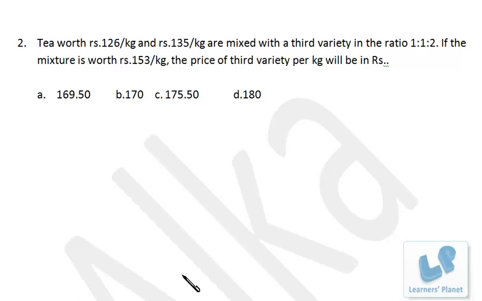Now friends, in this session I am solving a query sent by a student, a problem based on alligation and mixtures. Tea worth rupees 126 and 135 are mixed with a third variety in the ratio 1:1:2. If the mixture is worth 153, the price of the third variety per kilogram must be in rupees.